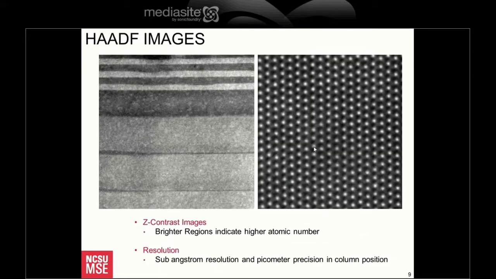HADF images are sensitive to both sample thickness as well as elemental composition. In the image on the left, we see bright bands where the indium is located and dimmer bands where it is only gallium nitride. On the right, we see an atomic resolution HADF image. The brighter circles represent aluminum columns, but there are darker gray circles in between that represent nitrogen columns, which are less visible due to their lower atomic number. With HADF, we are now down into sub-angstrom resolution and the ability to capture column precision with picometer precision.